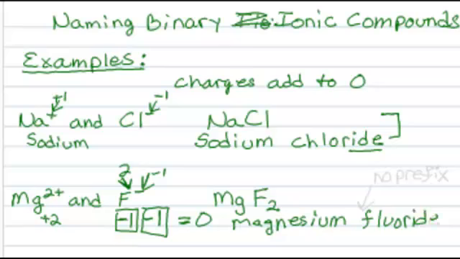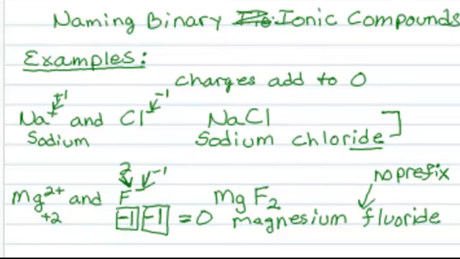Now there is a big difference here. When we were doing covalent, we were putting prefixes at the beginning, but for ionic, there's no prefix. So make sure that you know when you're looking at a compound whether you're dealing with ionic or covalent.